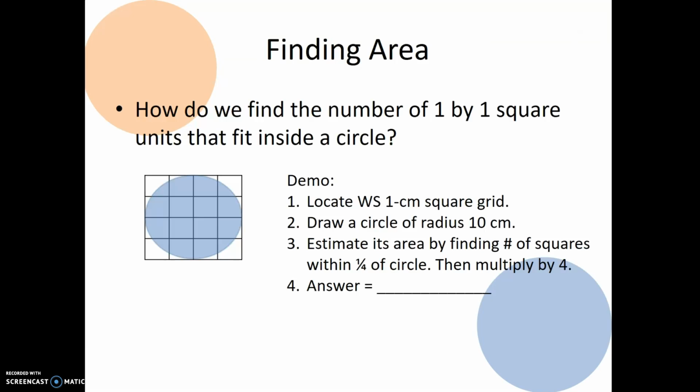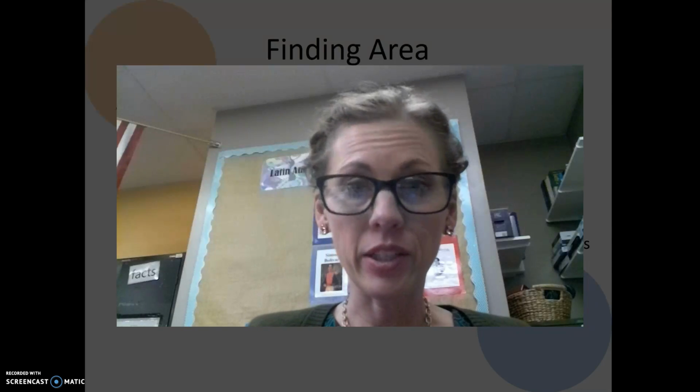Okay, now that you've done that, I want you to divide your circle into quarters and then count, just by estimating, the number of squares within 1 quarter of the circle, and then multiply it by 4. And let me show you what this looks like. This is actually in your textbook.